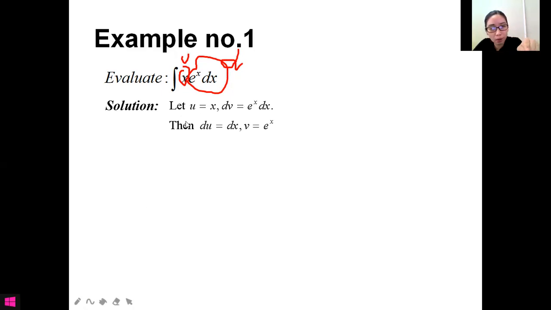Now we get the value of du. So the derivative of u, where u is equal to x, is du. The derivative of x is dx. Now we are given dv, which is equal to e to the power of x dx. Now we integrate this one, so the integral of dv is v. The integral of e to the power of x dx is e to the power of x.